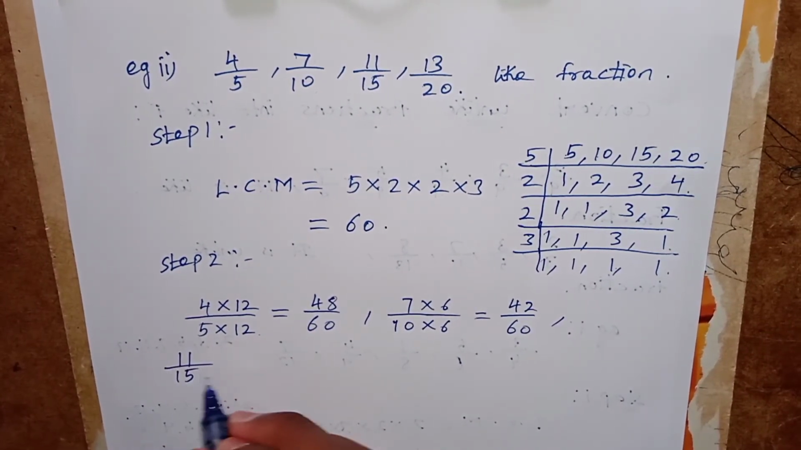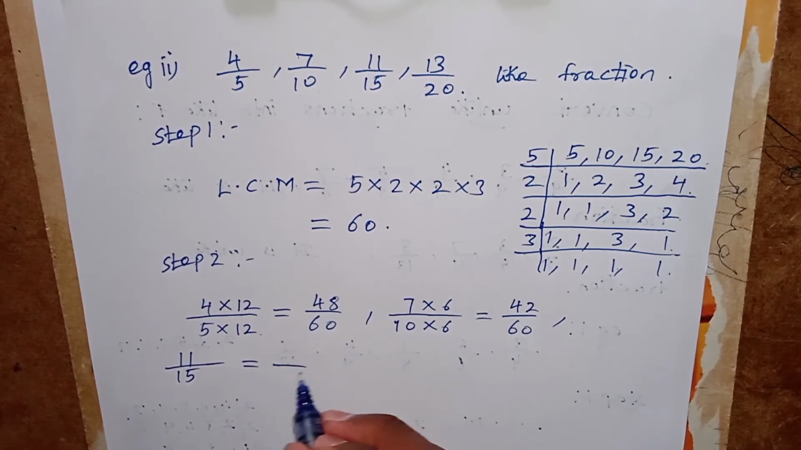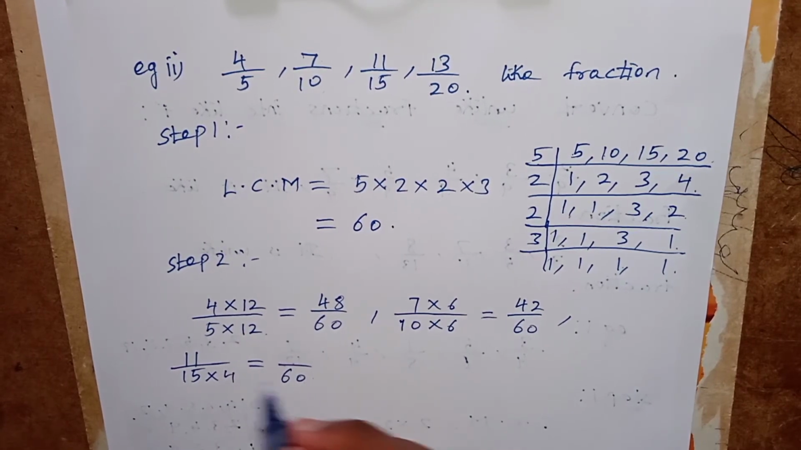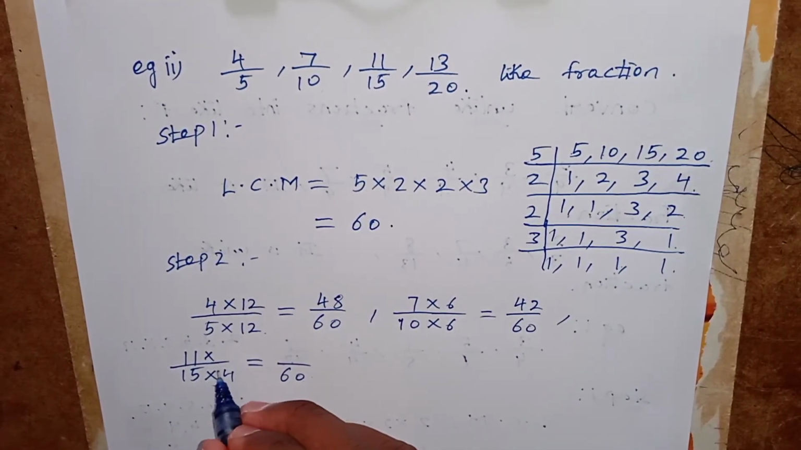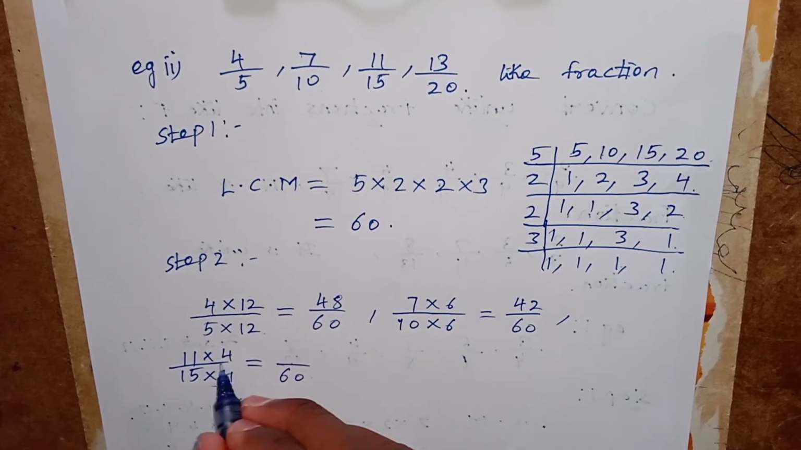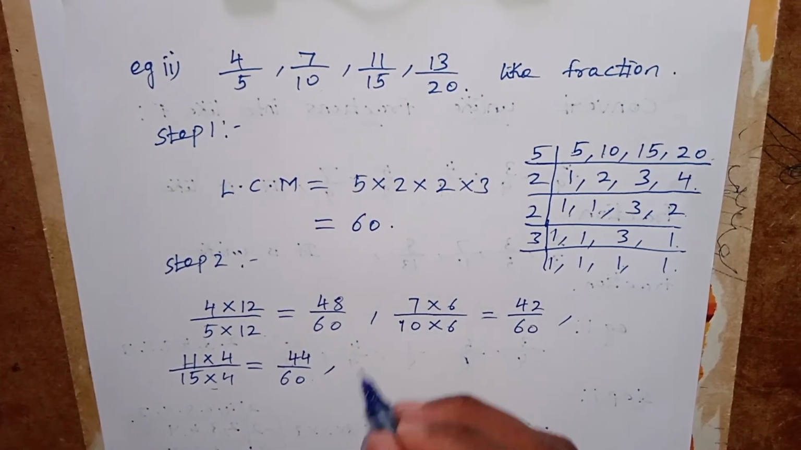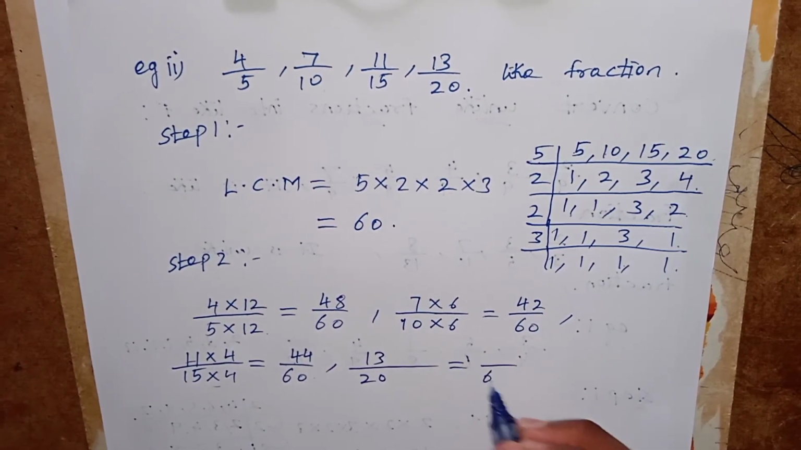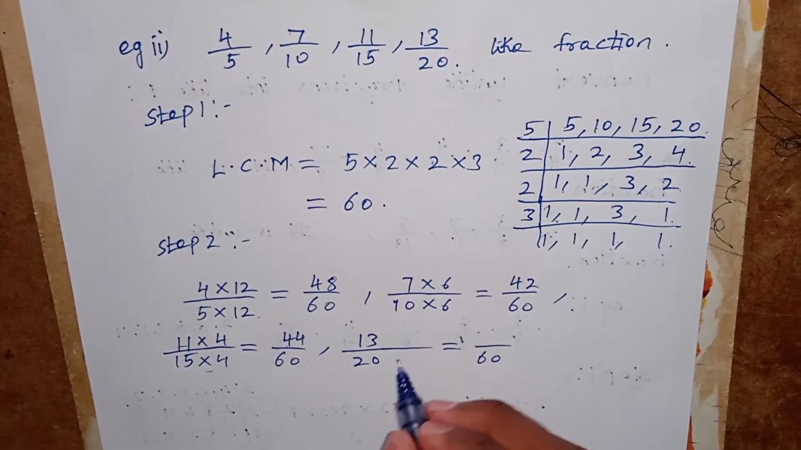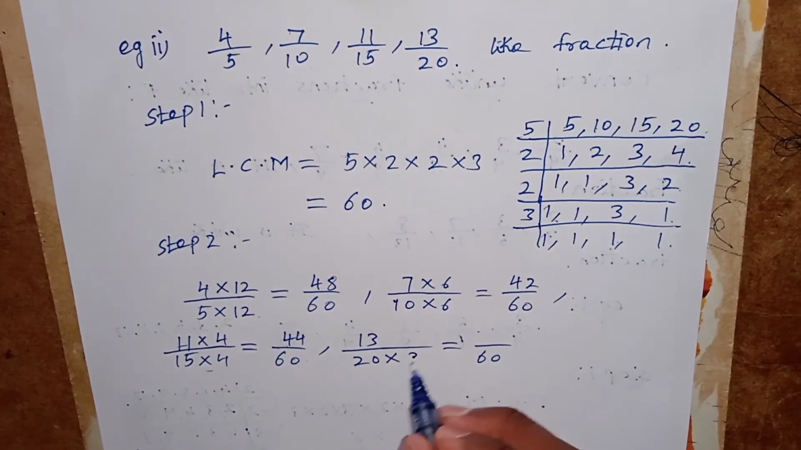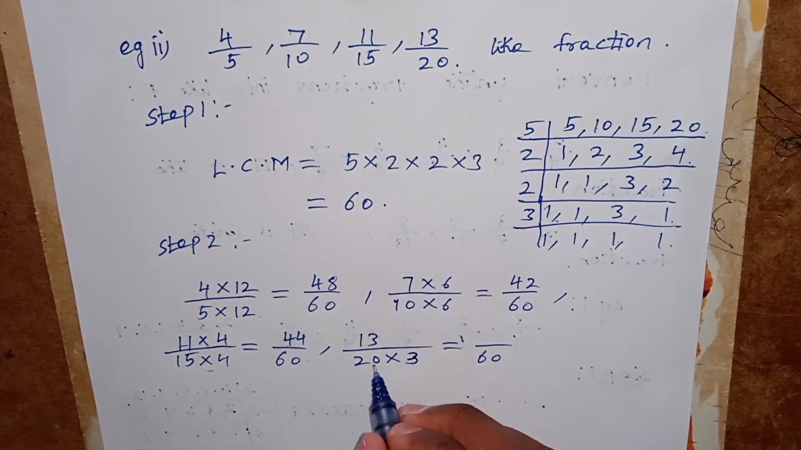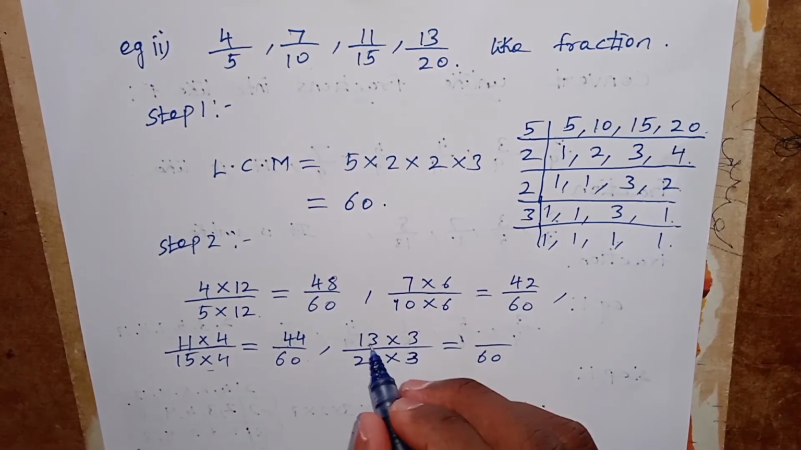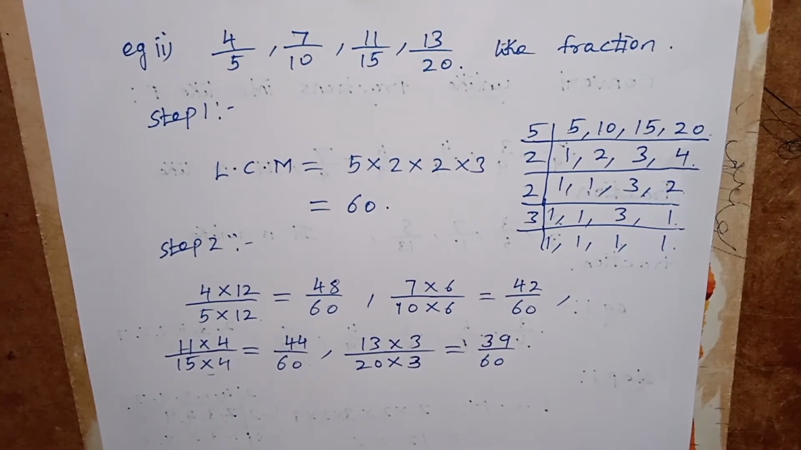Next here 11 by 15. Therefore our LCM is here 60. Here 15 fours are 60. Whatever you are multiplying in the denominator, you have to multiply in the numerator. Here 11 fours are 44. Again 13 by 20. Here 60 is our LCM. Okay, here you have to multiply by 3. 3 2s are 6, 0, 60. Similarly, you have to multiply in the numerator. 13 3s are 39.